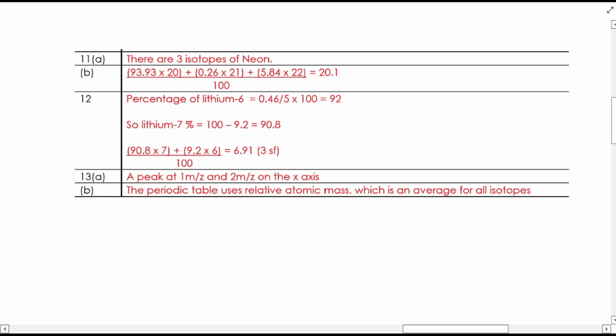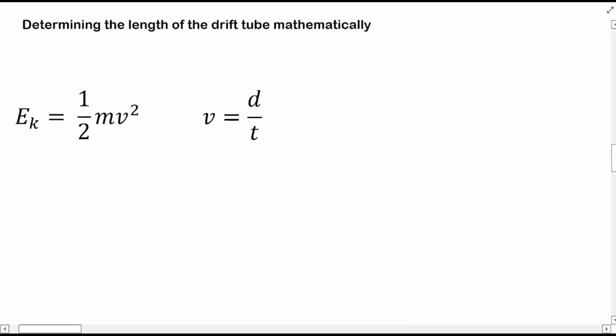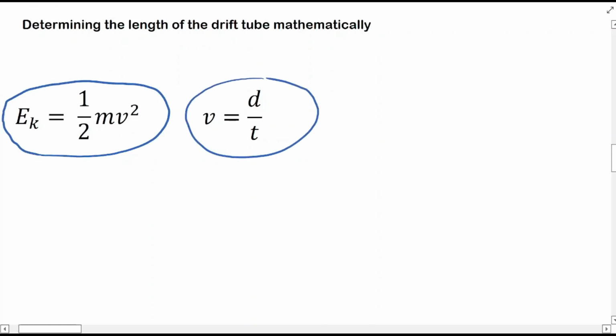Excellent, well done. So some of the things that overlap with this topic are the requirement for higher tier maths questions. One of the areas they like to work with is using these two formulas, the kinetic energy equation and the velocity equals distance divided by time equation. These are two versions that they often give you, and they like you to use these two equations to determine different things. So one thing they like you to determine is the length of the tube.